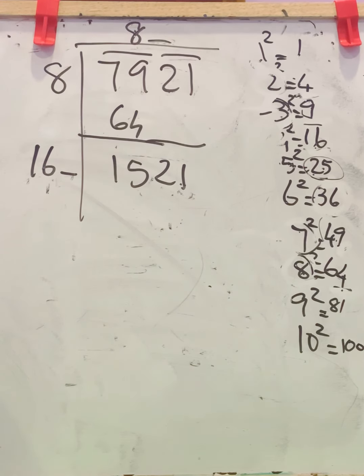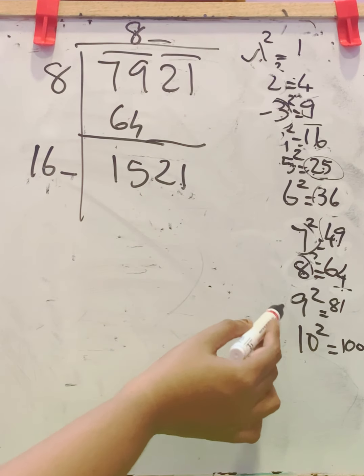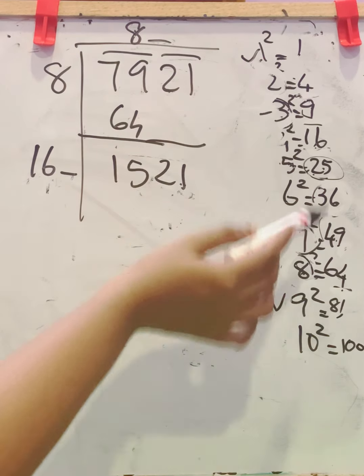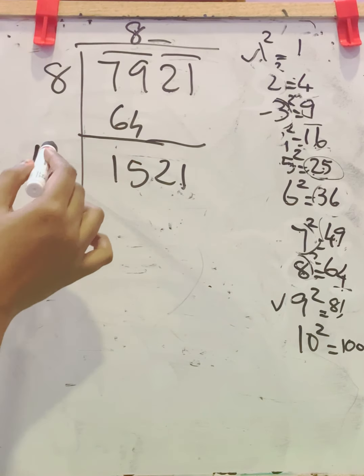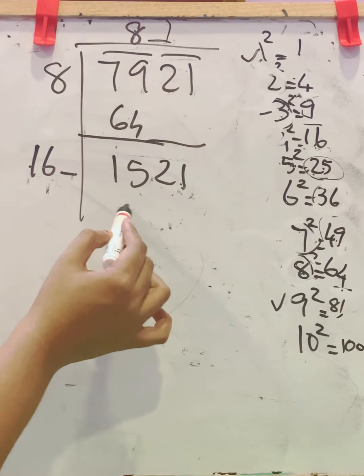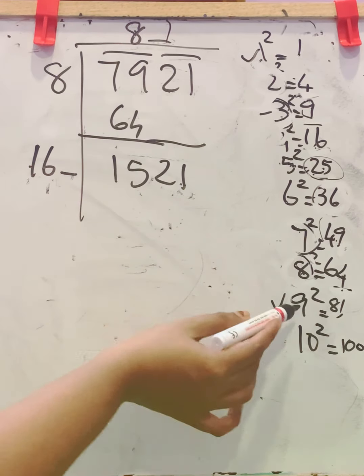This ends with the digit 1. Now check, 1 is here, 1 is here also. So either 1 or 9. So 161 into 1, 161, it is not the answer. We will check with 9.